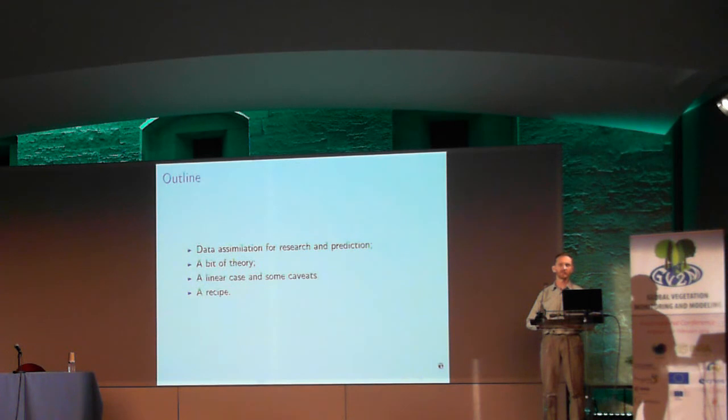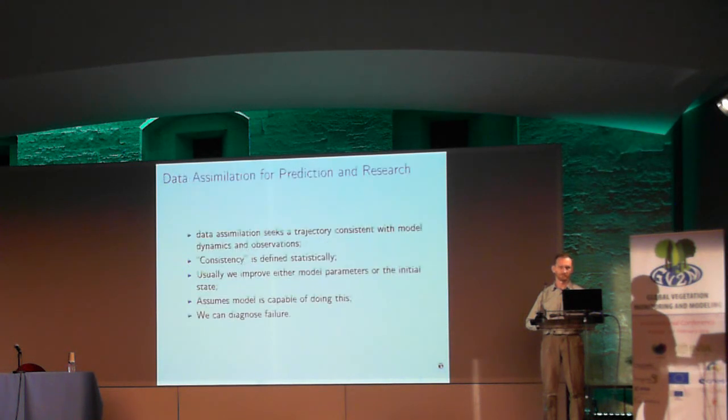Here's an outline. I'm going to talk about data assimilation for research, the differences between using DA for research and using it for standard prediction, a little bit of theory, and really the rest is just an example from an old intercomparison that we ran in the atmosphere and how I think it can be improved with some of these methods.